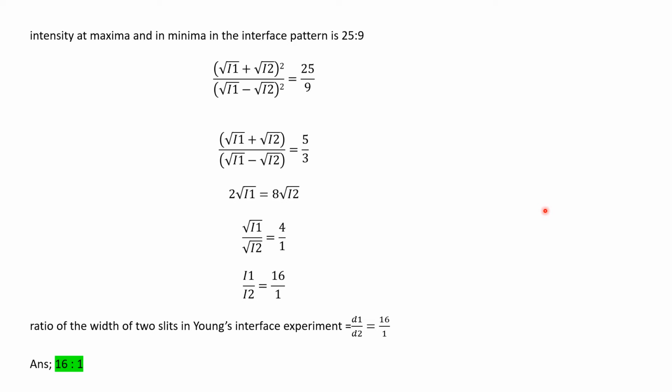And here is the solution. The intensity ratio at maxima and minima in the interference pattern is 25:9, which is given in the question. And we know that (root I1 plus root I2) whole square by (root I1 minus root I2) whole square is equal to 25/9 according to the question. So from here we can find the ratio I1 to I2 is 16:1. And the ratio of the widths of the two slits in Young's interference experiment, d1 by d2, is also equal to 16:1. So the answer is 16:1.